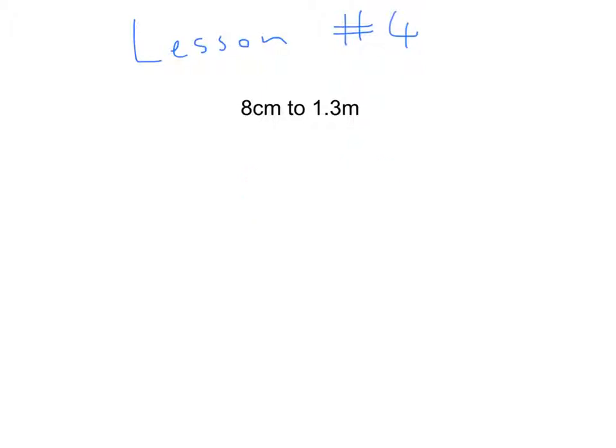So let's delete that. So the first thing we need to do is convert the 1.3 meters to centimeters so that they're the same. Now, in order to do that, all we have to do is times it by 100 because we know that there's 100 centimeters in 1 meter. So that means that this will now turn into 130, and now we have the same measurement. So now we can go ahead and write it as a ratio. So this would be the correct answer.